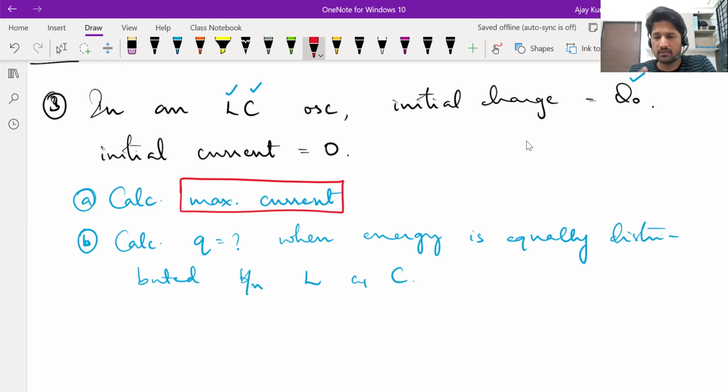If you remember the equations, you can do it. Recollect the equations that we derived today. What was the expression for peak current? Q naught omega sine omega t. That is the current equation. What is the maximum value of that equation? Q naught omega, correct. And how much is omega in an LC circuit? Because in the question, omega is not given. In an LC oscillator, what is omega equal to?